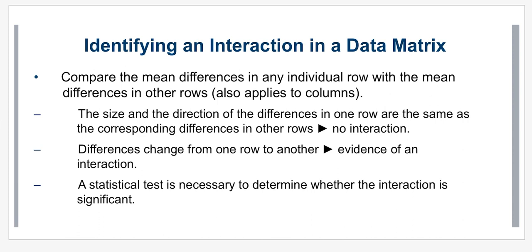We talked a little bit just now about how to identify this interaction, but specifically, how do you observe it or identify it when you're looking at that matrix, at those tables that we were talking about? You're comparing the mean differences in any individual row with the mean differences in the other rows. And again, same with the columns, which we kind of already talked about, but we're going to break this down again just to make sure you guys have it. If the size and the direction of the differences in one row are the same as the differences in the other row, that means there's no interaction.